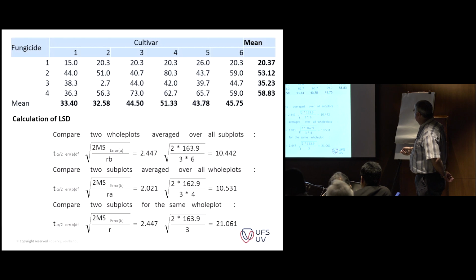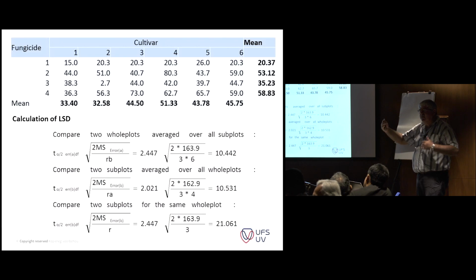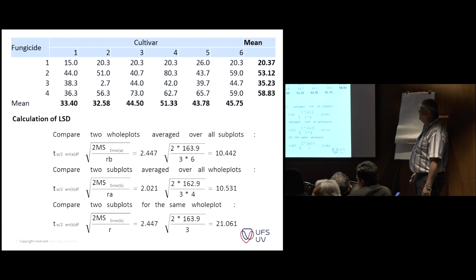That's to compare two whole plots averaged over all the subplots. Then you've got compare two subplots averaged over all the whole plots. Compare two subplots for the same whole plot. So there are different combinations of LSDs depending on the comparisons you want to make within each of these tables. So each comparison you make has its own LSD. And that can become quite complex.